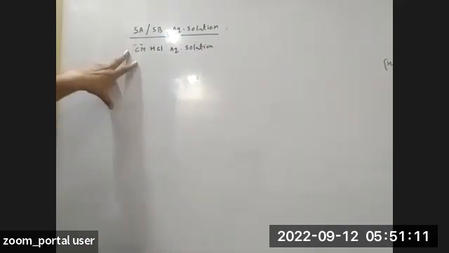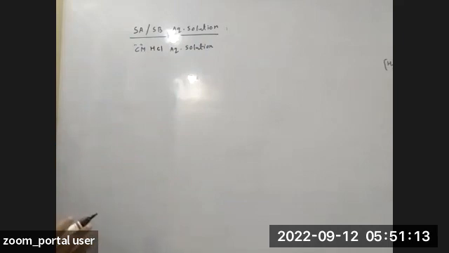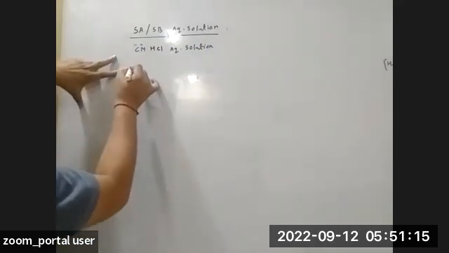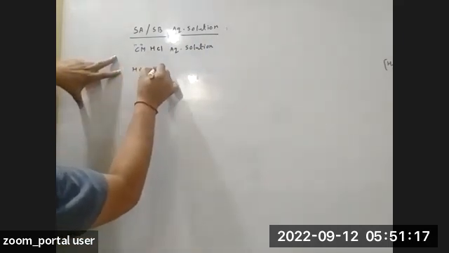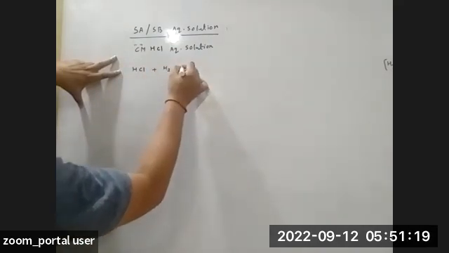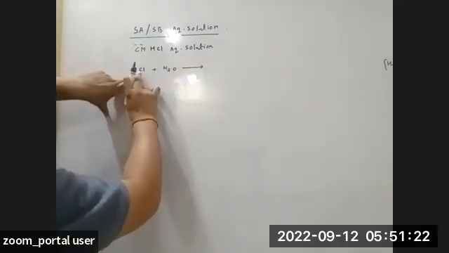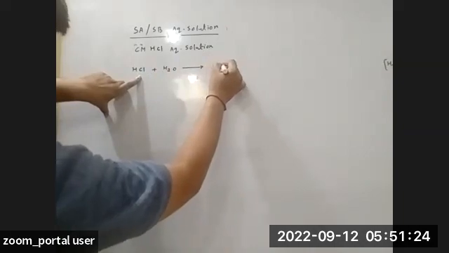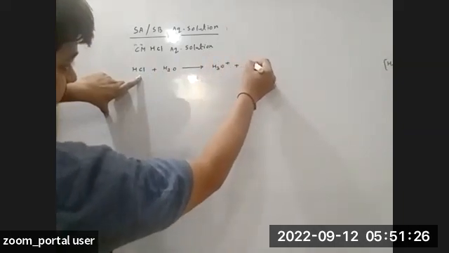Now, how will I proceed? You just see HCl is a strong acid. So when it goes in water, it will act as a strong electrolyte, and it will produce H3O+ and Cl-.